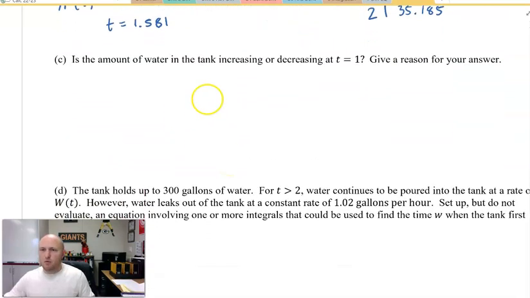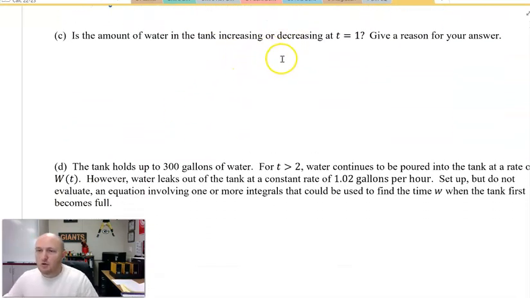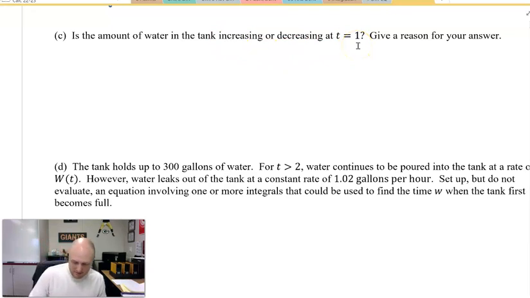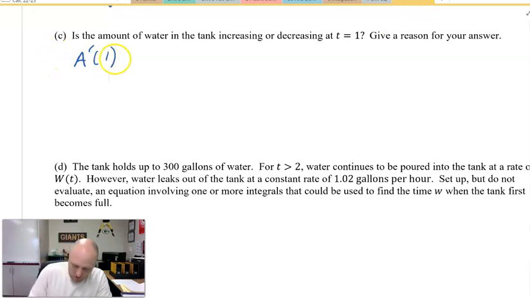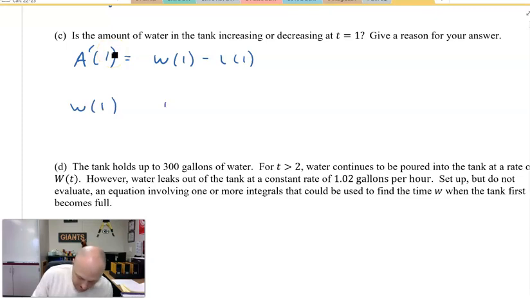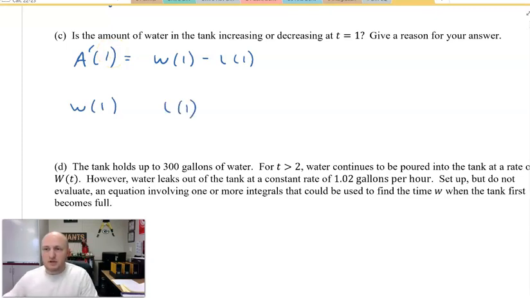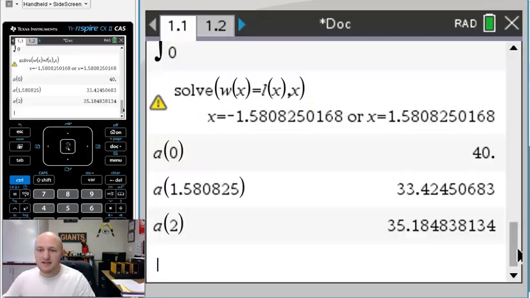Is the amount of water in the tank increasing or is it decreasing at time t equals 1? Well, the amount of water in the tank, that's A of t. Again, I want to take the derivative of that. I want to know what is the slope of the amount of water in the tank at 1, which is just W of 1 minus L of 1. You're pretty much comparing W of 1 and L of 1. And I've seen the points be awarded different ways. You can use this format, W of 1 minus L of 1.